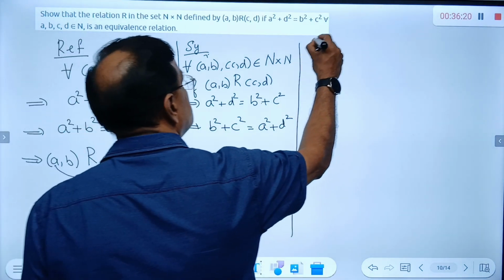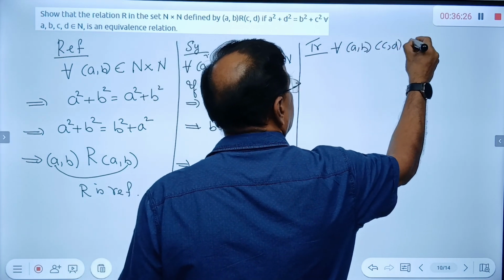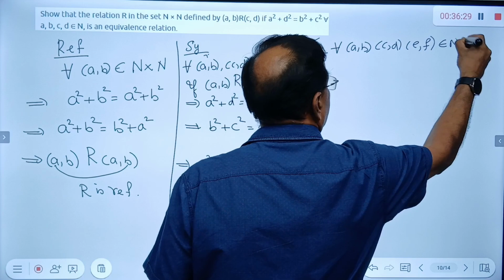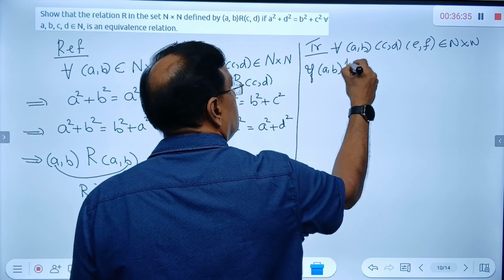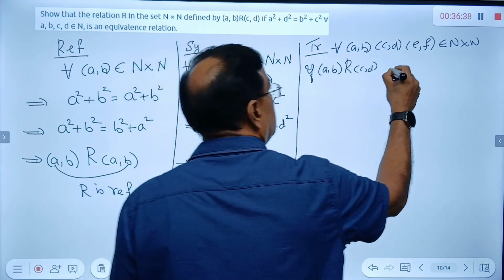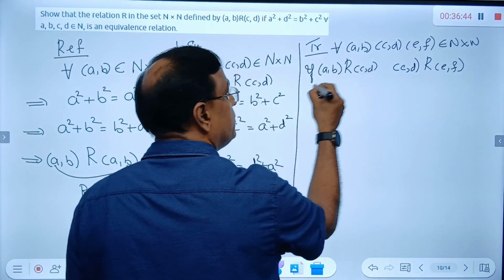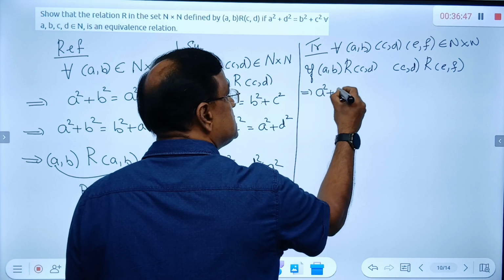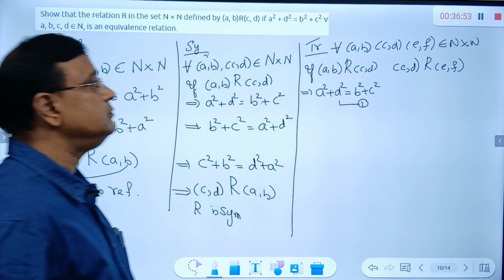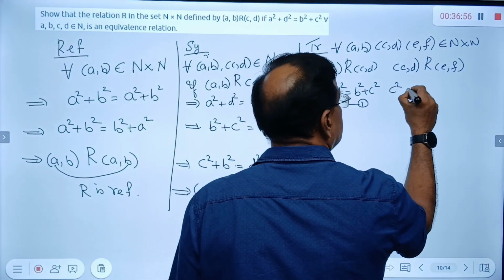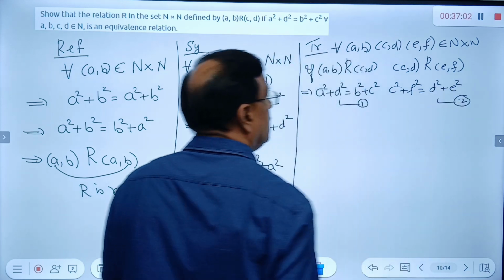For transitive, how many elements should I choose? For every (a, b), (c, d), (e, f) belonging to N cross N, what do you know? If (a, b) is related to (c, d) and (c, d) is related to (e, f), that means from the definition a square plus d square equals b square plus c square. Call this 1. Then c square plus f square equals d square plus e square. Call this 2.